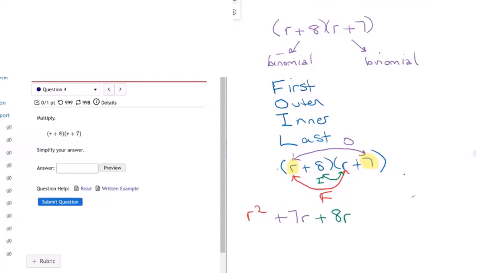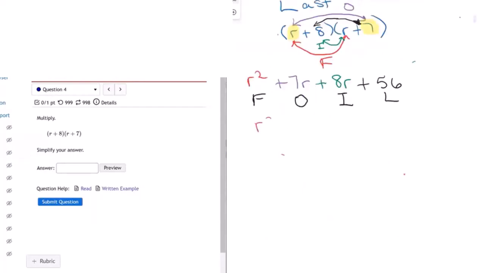And then I have last times last. 8 and 7 are the last times last, plus 56. Now I've done F, O, I, L. We're going to add them together. We have R squared. Combine like terms. These are like terms. I get plus 15R plus 56. And that would be my final answer.